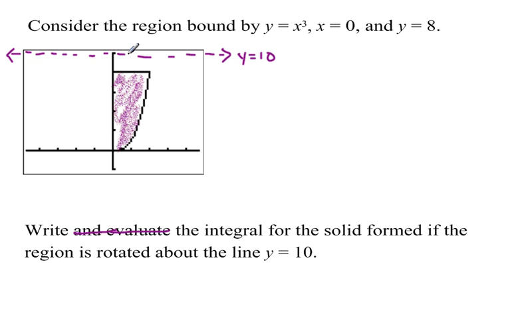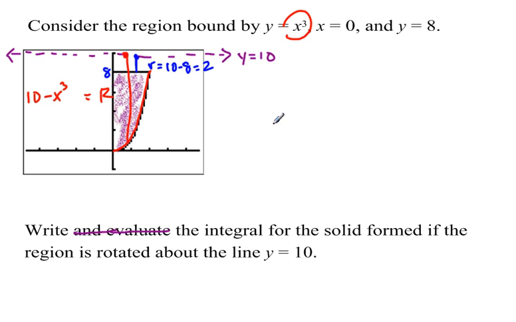Like I do with all of them, I'm going to draw my radius starting from that line going down to the function. There's my big R. And my big R is going to be 10, my top function, minus the bottom one, which is this curve, x cubed. So 10 minus x cubed. My small radius, I'm going to draw from here, and r equals 10 minus 8, because remember this is at a height of 8. 10 minus 8, or just 2.